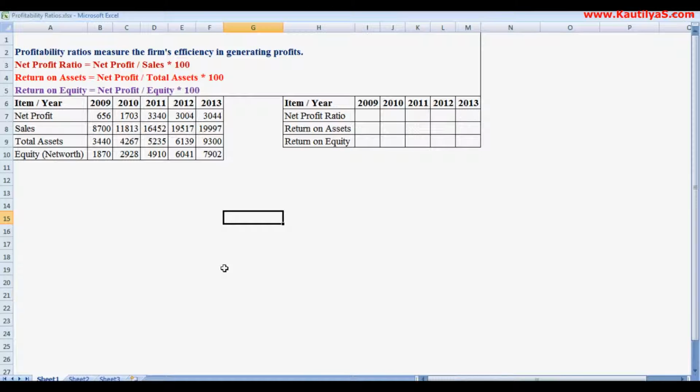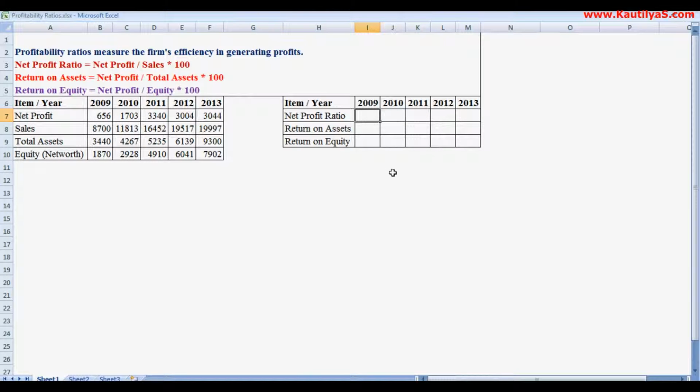This video tutorial explains profitability ratios. Profitability ratios measure the firm's efficiency in generating profits and are measured in percentage points. Of the many profitability ratios, here we consider the most popularly used ratios like net profit ratio, return on assets, and return on equity. So we calculate these ratios on a 5-year data.